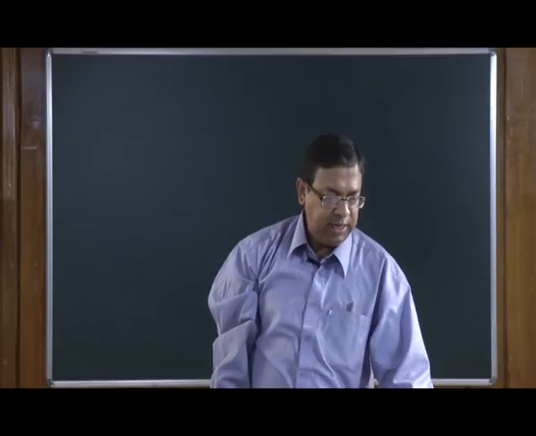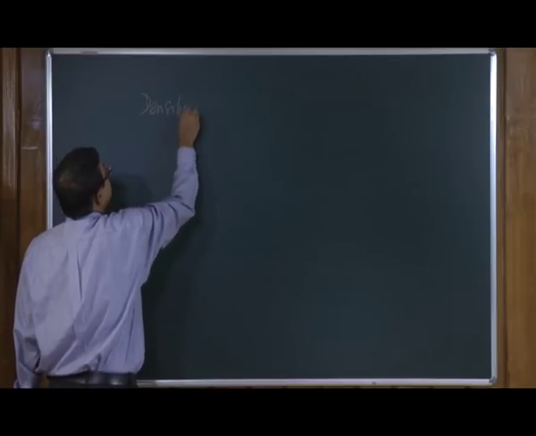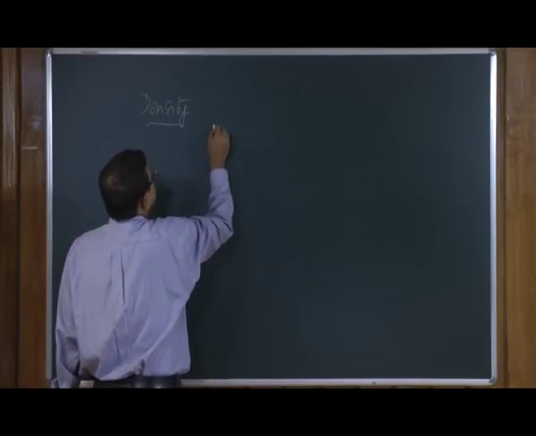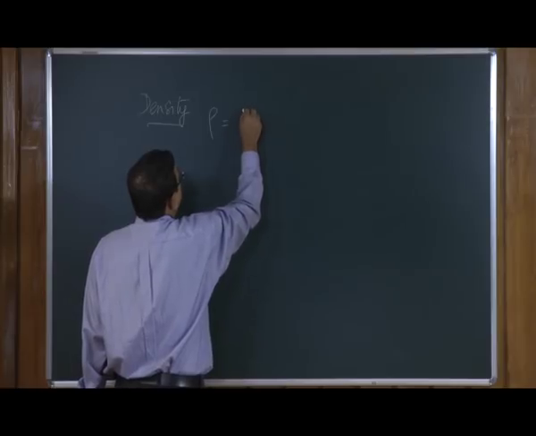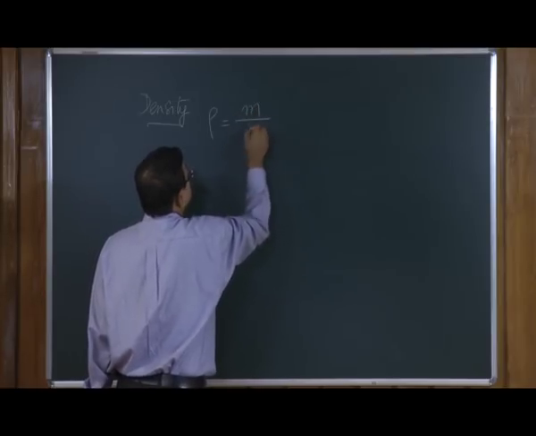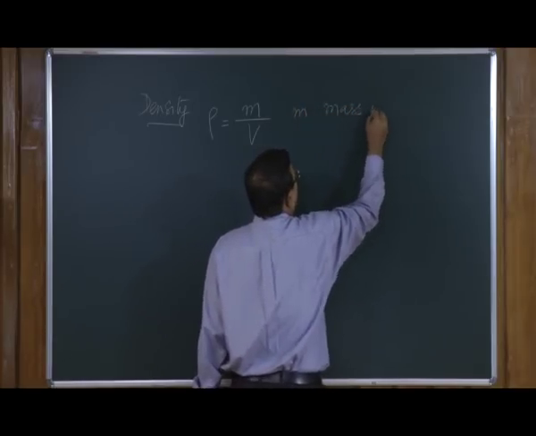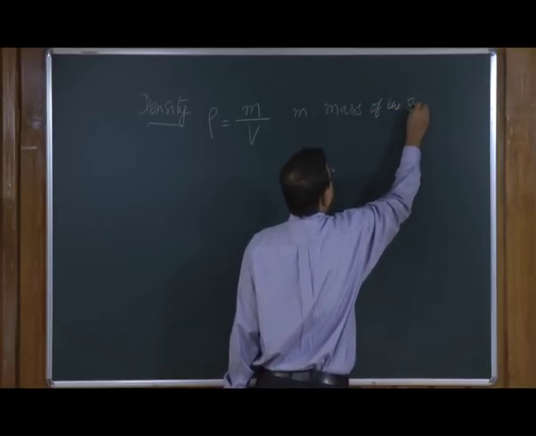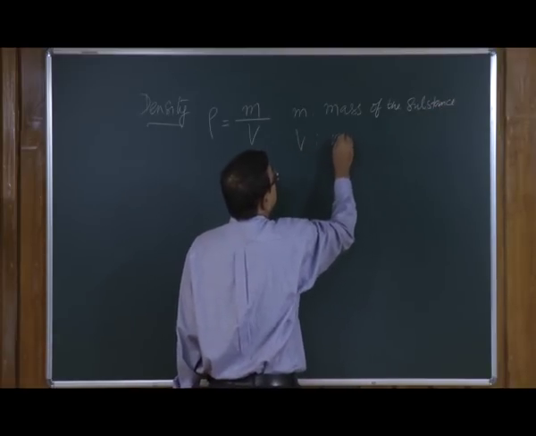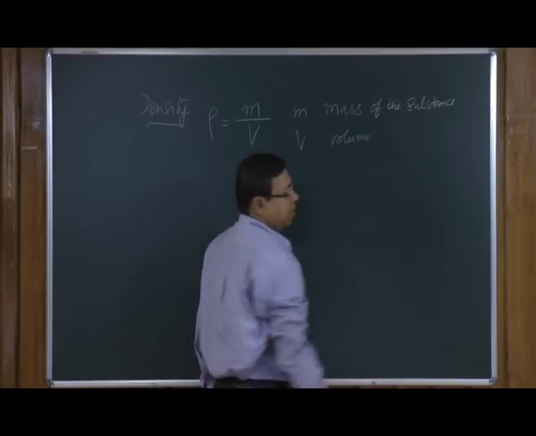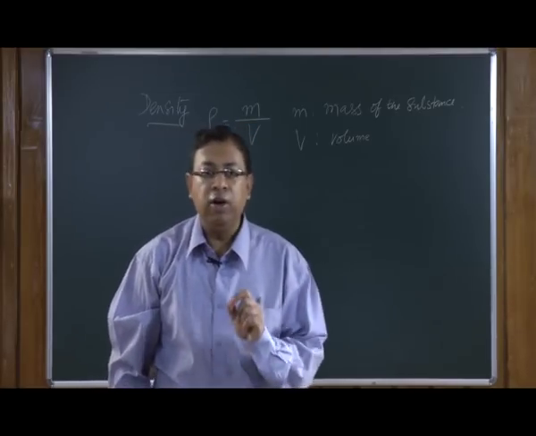So, the word density, let us denote it by a symbol rho, which is equal to mass divided by the volume. So, m is equal to the mass of the substance and V is the volume. So, density is a property of the substance.